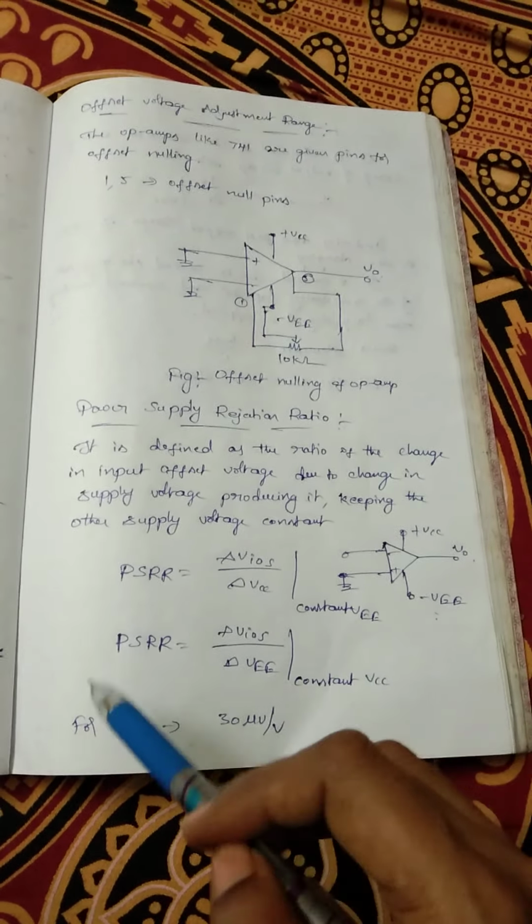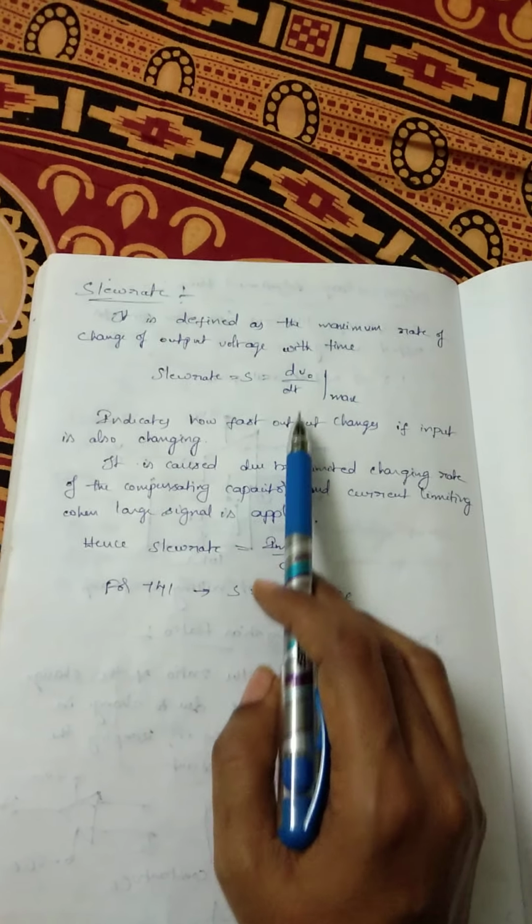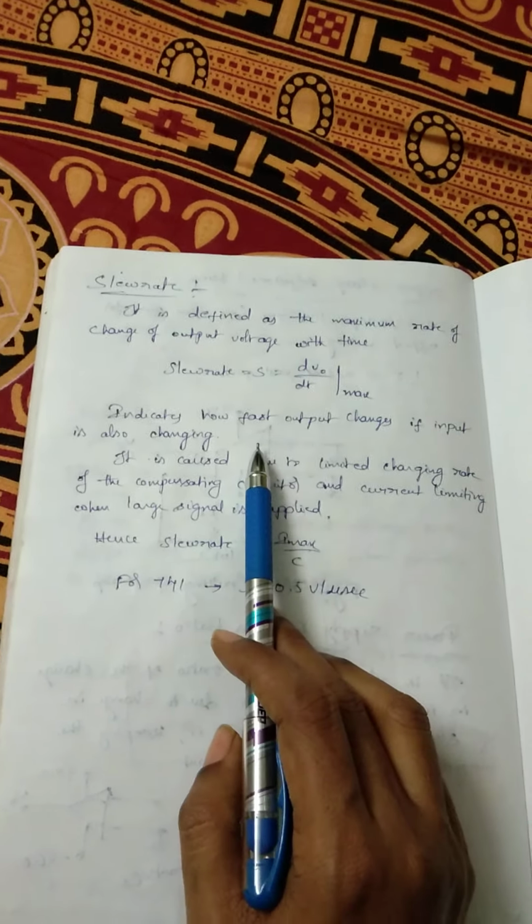And the next one is slew rate. It is defined as the maximum rate of change of output voltage with respect to time. Mathematically, S is equal to dV0 by dt, where dV0 is the change in the output voltage and dt is the change in time. So slew rate is the ratio of change in output voltage with respect to change in time. Mainly, slew rate indicates how fast the output changes if the input is also changing.